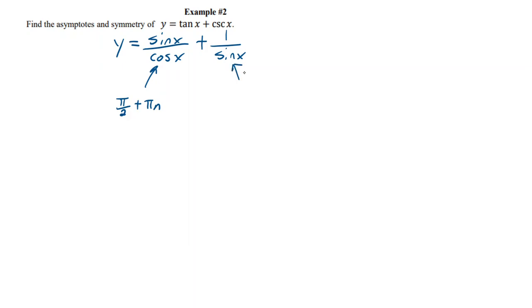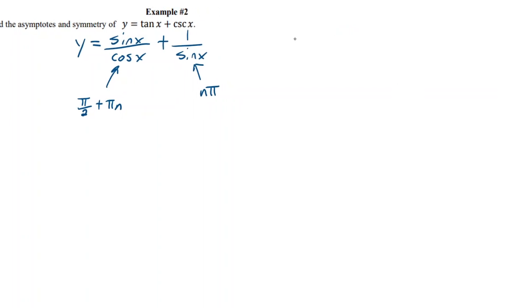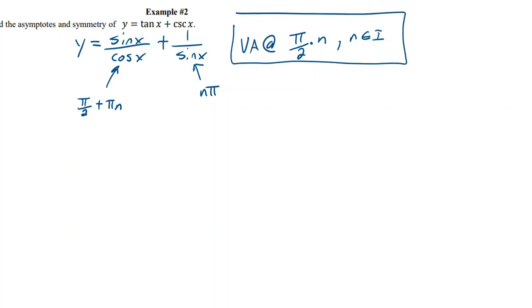And sine x is going to be equal to 0 in intervals of just n pi. So if we put that together, it's really going to be every pi over 2, like every 90 degrees all the way around, so this is just pi over 2 times n, where n is an element of the integers. Okay, and maybe we should have said vertical asymptotes at. All right, so there's our vertical asymptotes.